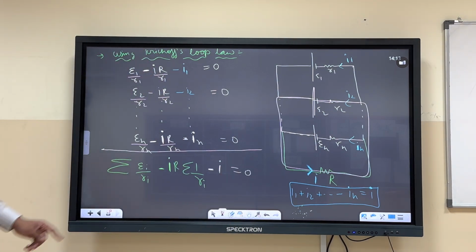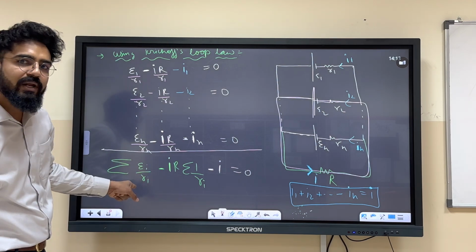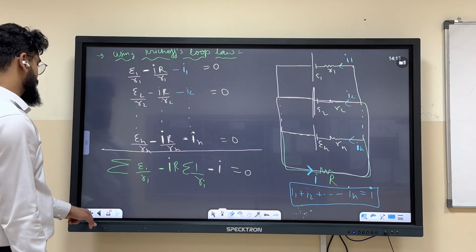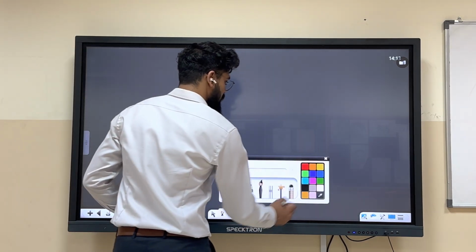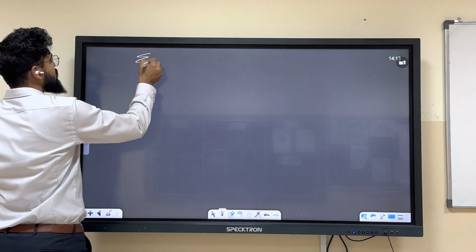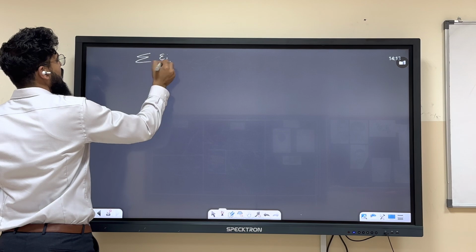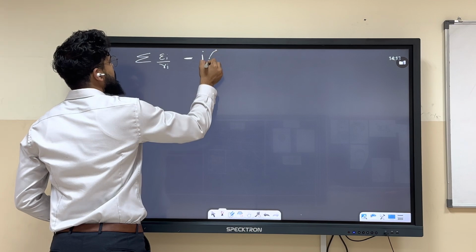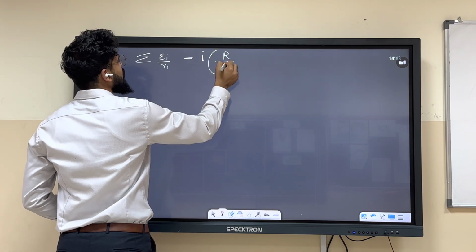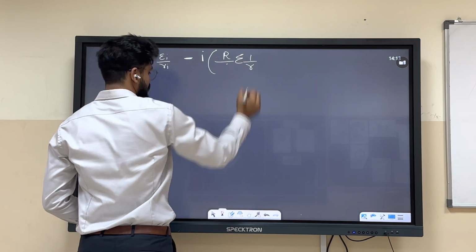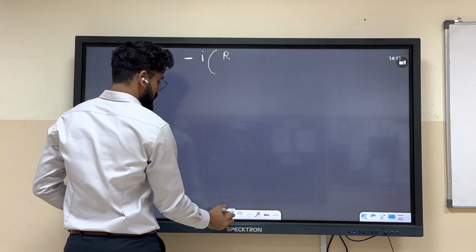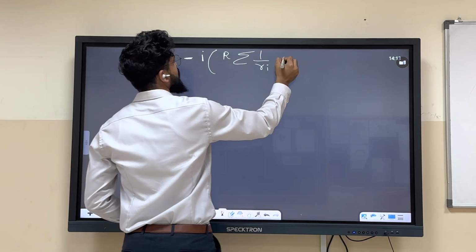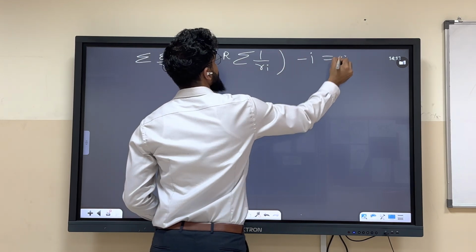Okay, chaliye, now we will take I as common. Okay, let's see what remains. So can we write sigma EI upon RI minus I, if we are taking it as common. So inside it will be R sigma one upon RI, correct? Minus I equals 0. Okay.